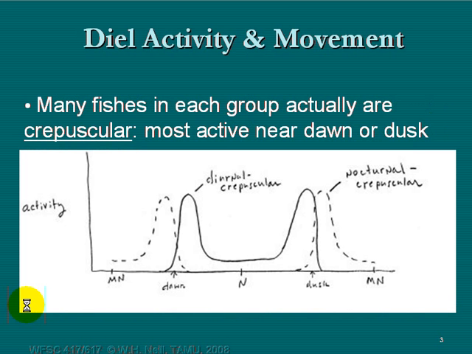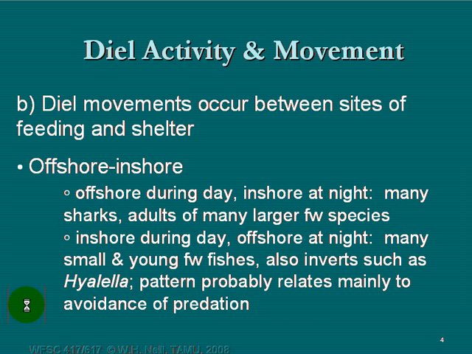A lot of them are actually not so much nocturnal or diurnal. They're actually crepuscular, meaning they're active at the interfaces between day and night, either at dawn or at dusk. And these fishes are said to be crepuscular.